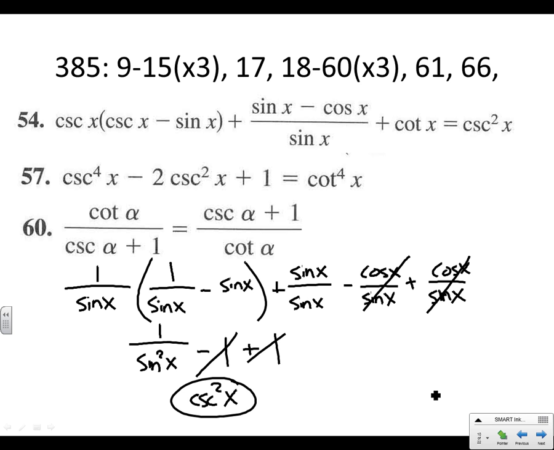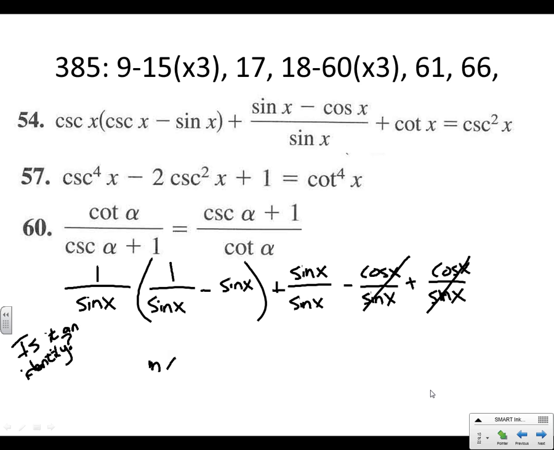And actually, just to be clear here, problems 54, 57, and 60 are asking, is our problem an identity? On this one, we did solve it, both sides equal, so yes, it is an identity. 60 is not going to be an identity, as we will see here in 1 second. Let me erase this, and I'll do it on the same slide.